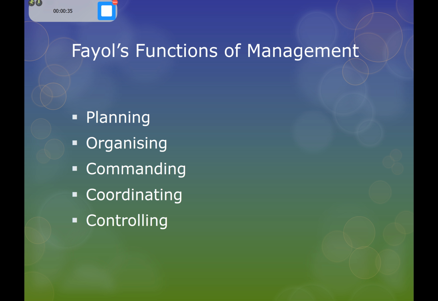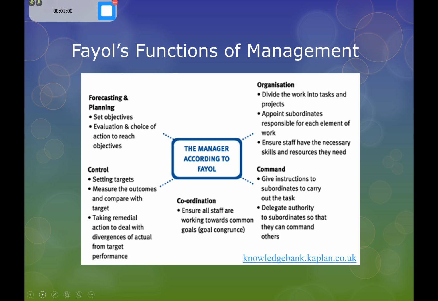So according to Fayol, there are 5 different areas, different elements of what managers actually do. So identifying their functions or the roles, the activities that managers undertake. So looking at planning, organising, commanding, coordinating and controlling. And I'm going to look at each of those in a little bit more detail. And on the next slide, there is a table or a diagram which gives us a little bit more of an explanation for each of the different elements for this model.